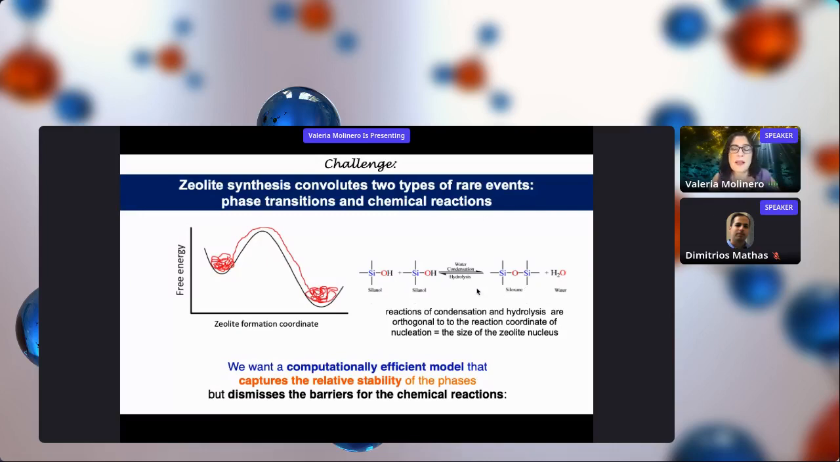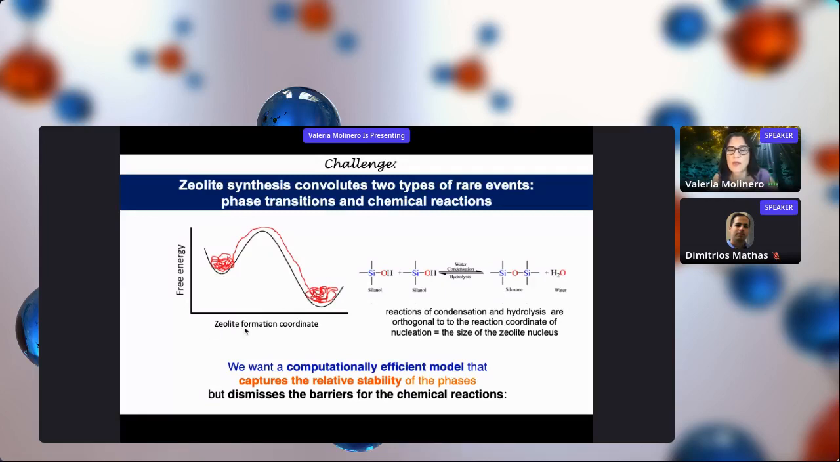However, there is one thing that is important and simplifies the picture. These chemical reactions can increase or decrease the rate of the transformation, and that's why, when you change the pH, you change the catalysis and the transformation goes slower. But they should be orthogonal to the coordinate for the transformation from amorphous to zeolite.